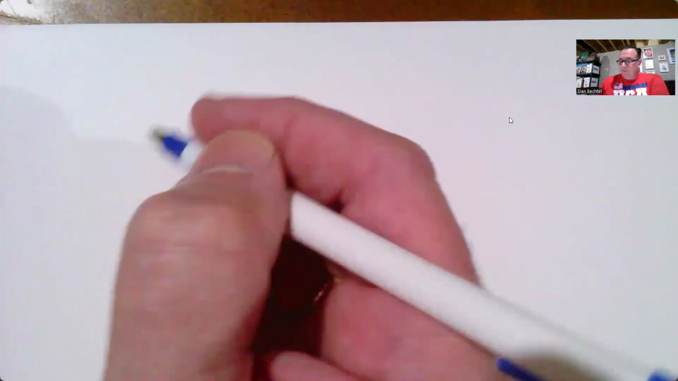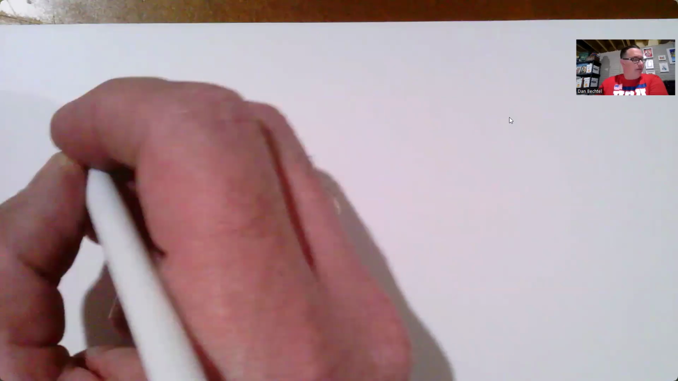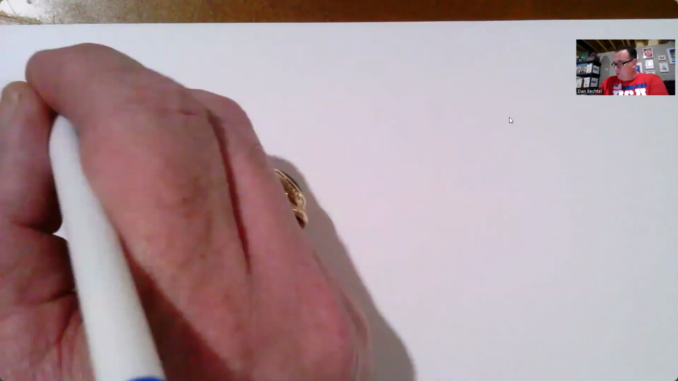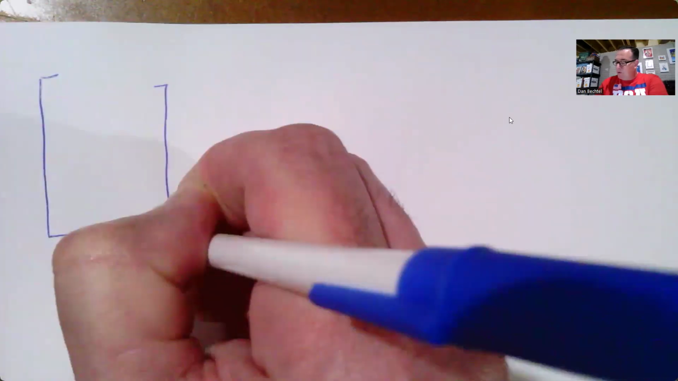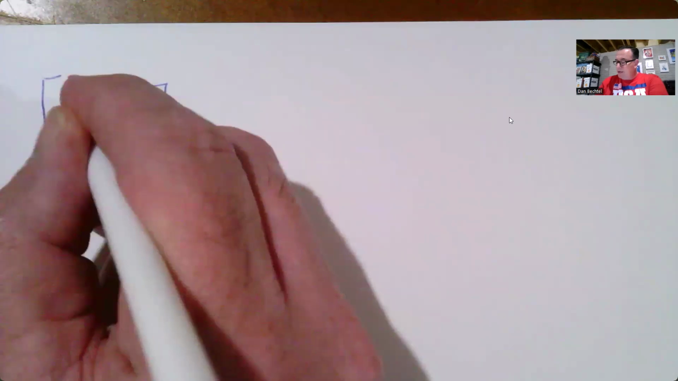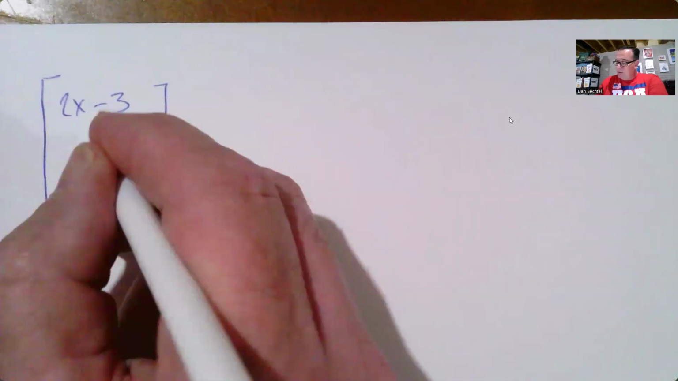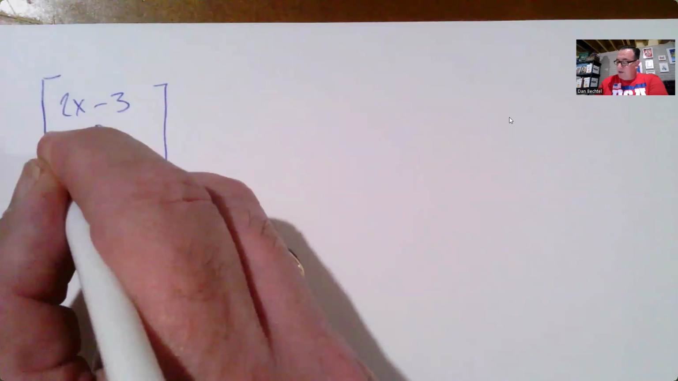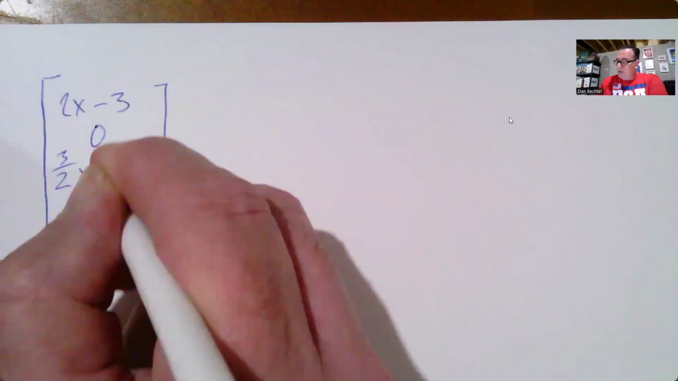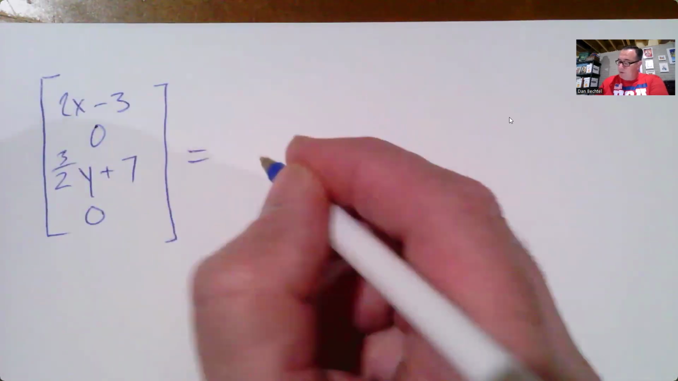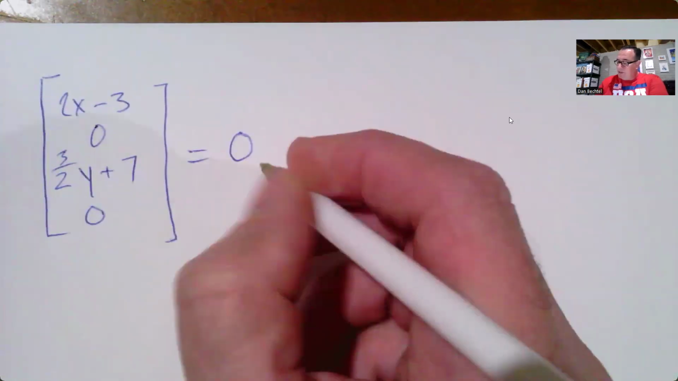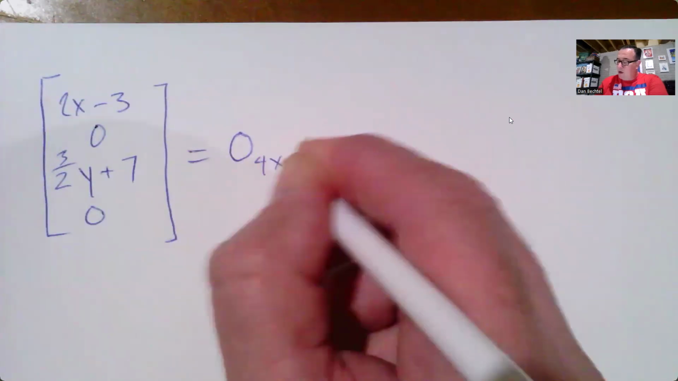So, if we're looking at something like this, just to give you a general idea of a couple problems that were on the last test that are going to be fair game for the final. If I give you something like this: 2x minus 3, 0, 3 halves y plus 7, and 0. And I say that that is equal to a 0 matrix that is 4 by 1.